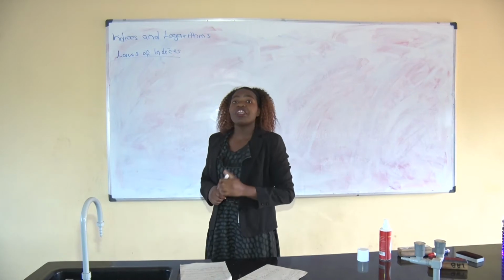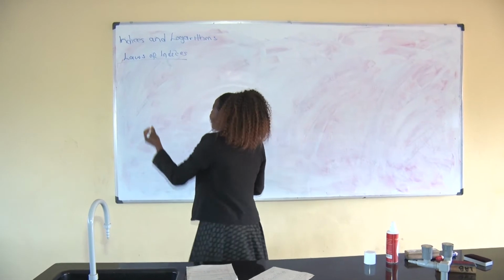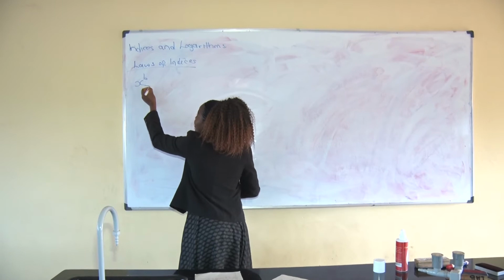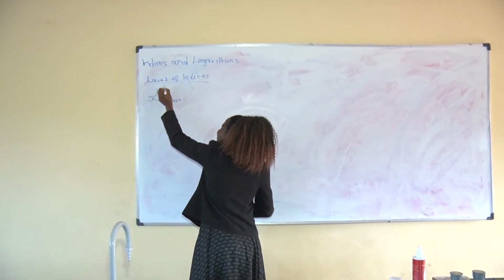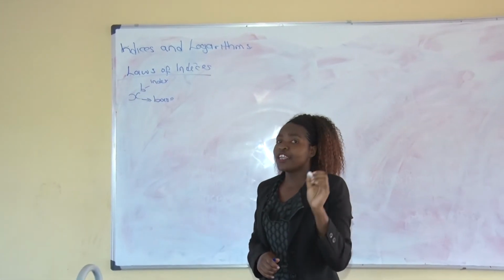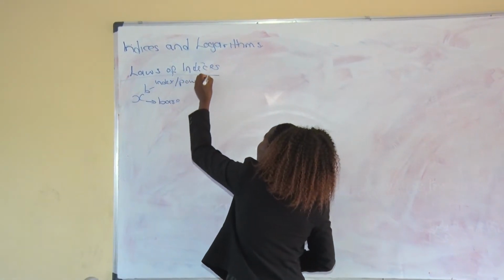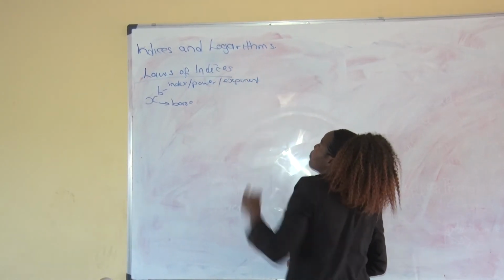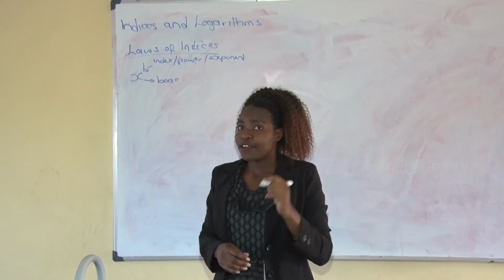On laws of indices, suppose we have a number like x to the power b. Here our x is the base, our b is the index. So indices is the plural of index. You can call it power or exponent. So this is the structure of a number which is in index form.